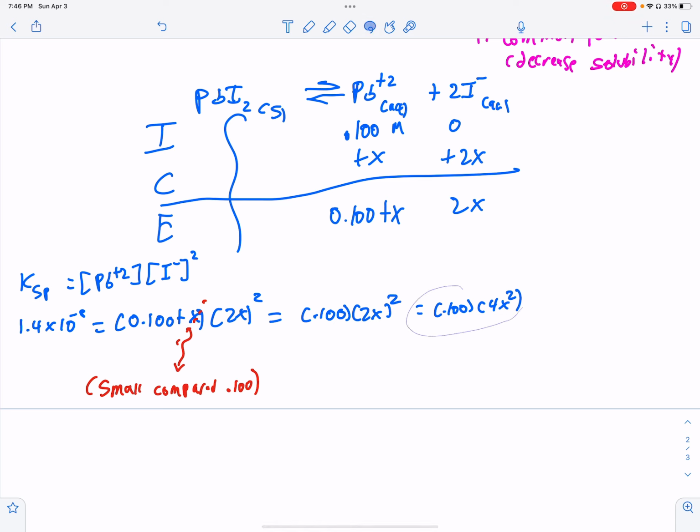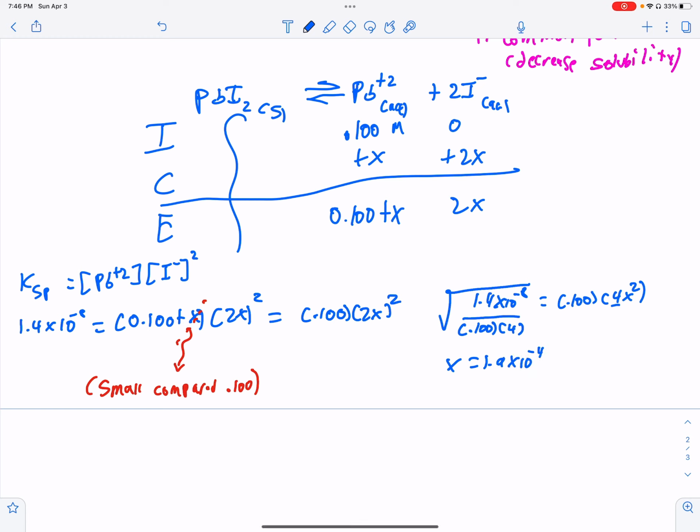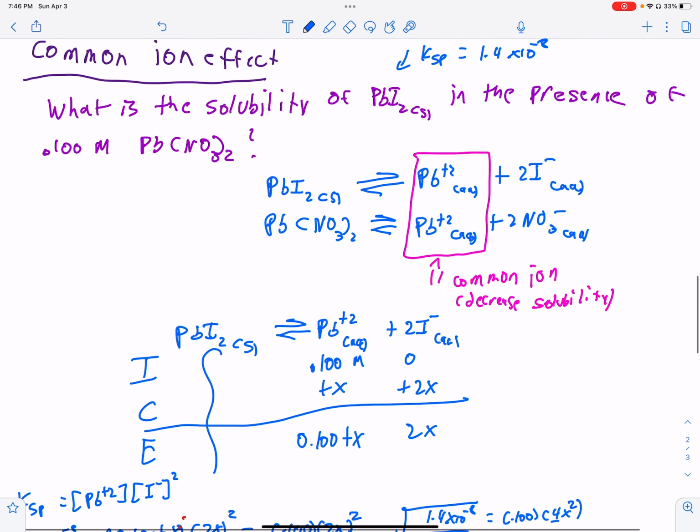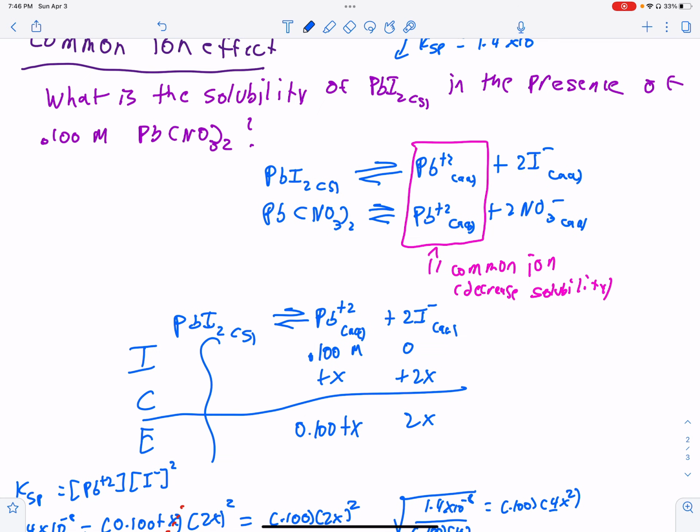So if I just make this a little bit cleaner now, I have the 1.4 times 10 to the minus 8th, so I would divide this by 0.1 times 4, and I would take the square root of that, and that would then give me the x. So the x turns out to be 1.9 times 10 to the minus 4th, and remember that's our molar solubility. So that would be our answer here. Okay, so that's a common ion effect, so you've got to always look out for that.